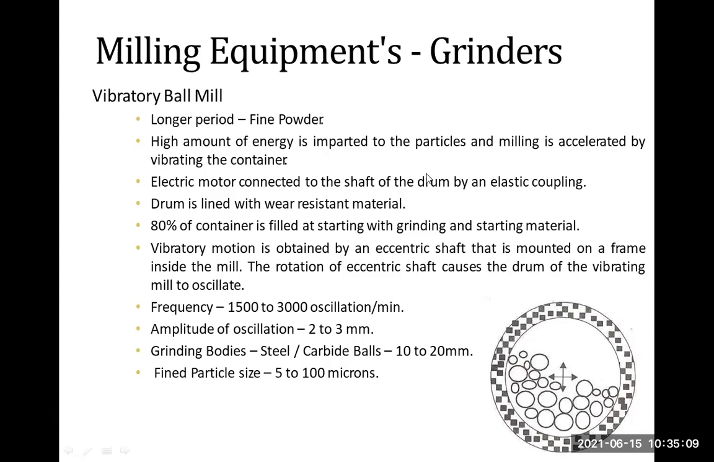In the case of vibratory motion, it is obtained by an eccentric shaft that is mounted on a frame inside the mill. The rotation of the eccentric shaft causes the drum to vibrate in oscillation. So this is what happens especially in the case of grinding.